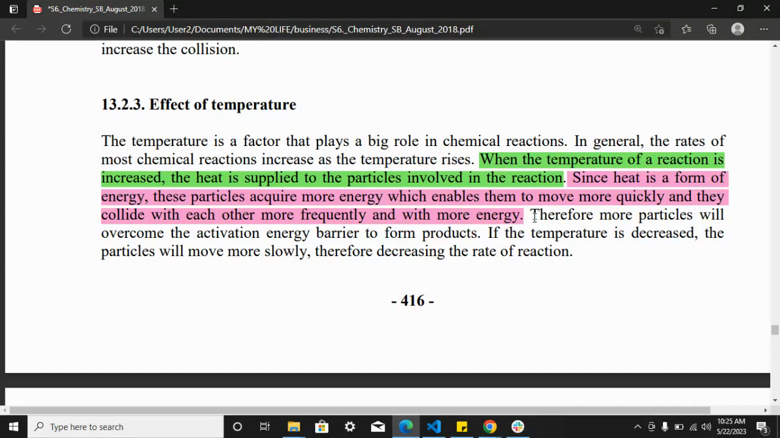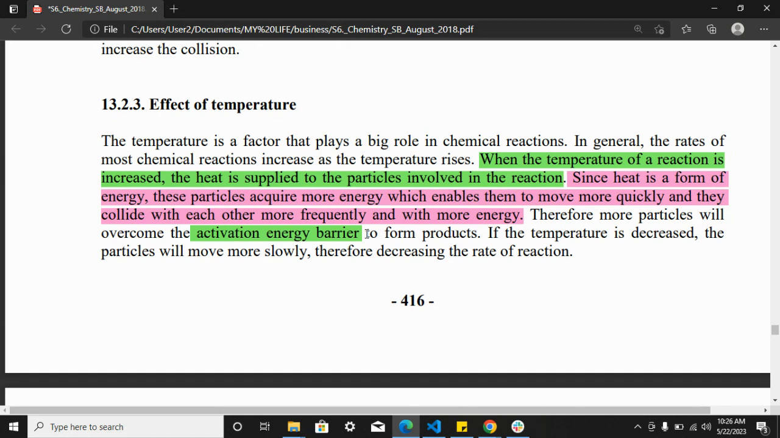So therefore more particles will overcome the activation energy barrier. Fewer particles will reach the minimum energy required to form the products, so the reaction will be slower. The less time it takes for particles to get activated, to gain equivalent or even higher energy than the activation energy, the faster the products will be formed.